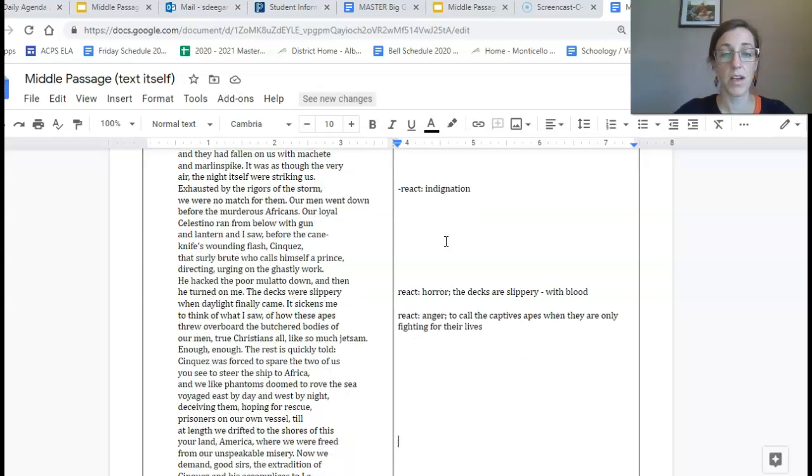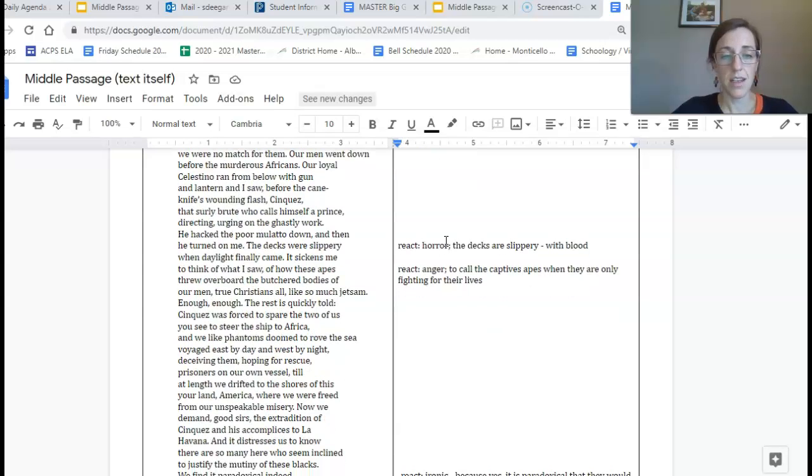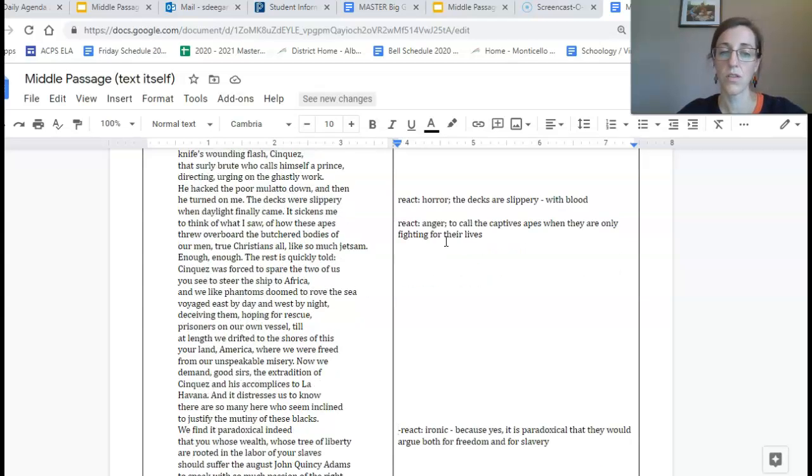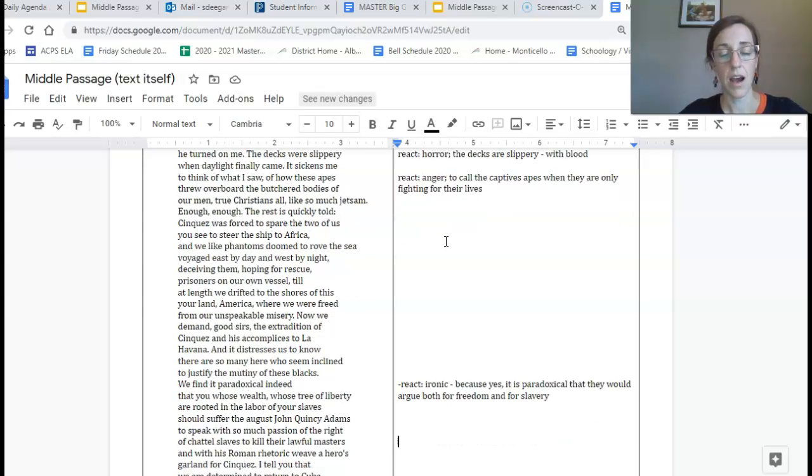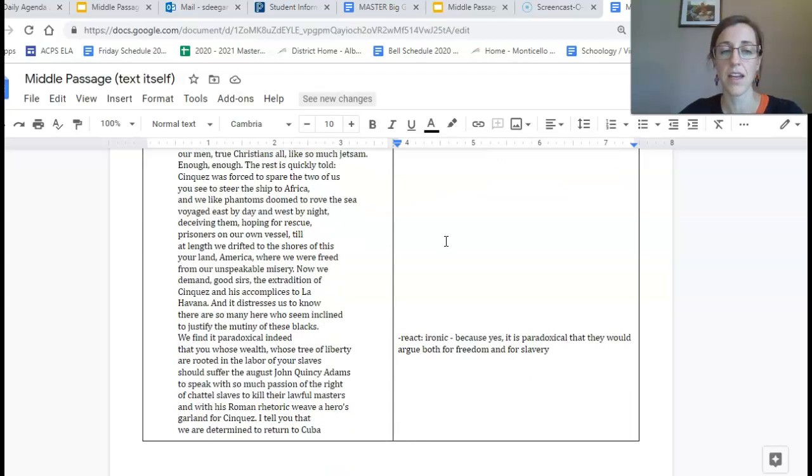Enough, enough. The rest is quickly told. Cinques was forced to spare the two of us, you see, to steer the ship to Africa, and we, like phantoms doomed to rove the sea, voyaged east by day and west by night, deceiving them, hoping for rescue, prisoners on our own vessel, till at length we drifted to the shores of this, your land, America, where we were freed from our unspeakable misery. Now we demand, good sirs, the extradition of Cinques and his accomplices to La Havana.